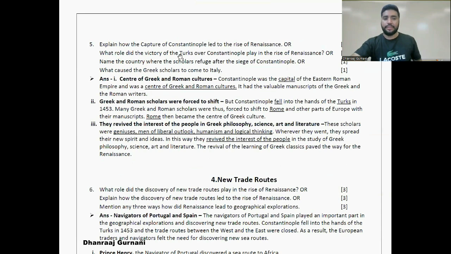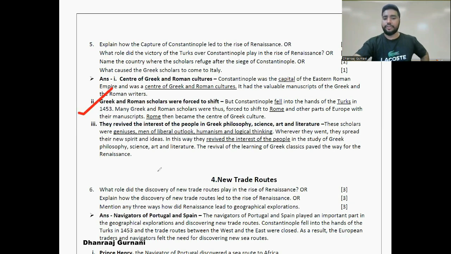Three simple points. How did Constantinople's capture lead to the rise of the Renaissance? First one, center of Greek and Roman cultures. Constantinople was the capital of the Eastern Roman Empire, and it was the center of Greek and Roman cultures. It had valuable manuscripts of Greek and Roman culture and writings.